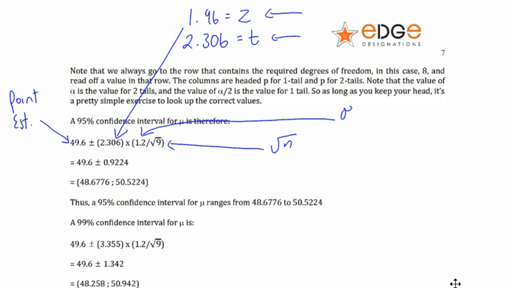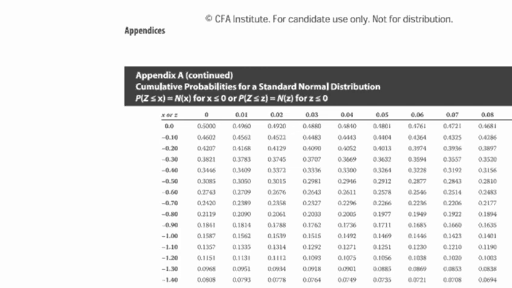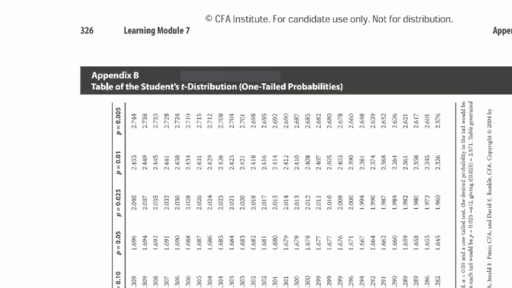Let's go and see. We are busy dealing with a 95% confidence level. Let's go and look at the T table. Okay, we move along over there.